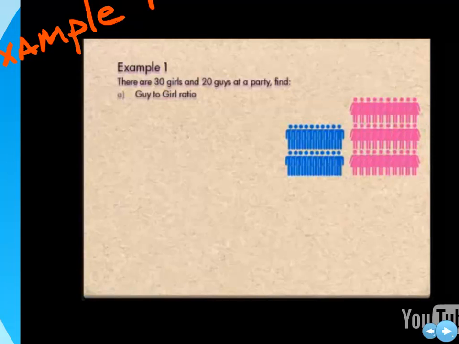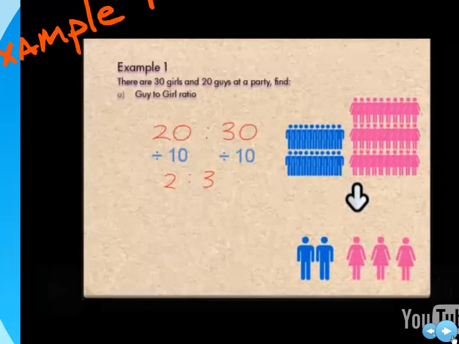What I need to know first is how many guys and how many girls there will be at this party. Given in the question, I know that there will be 20 guys and 30 girls. So my ratio would simply be 20 to 30. Just like my fraction from before, what I want to do is reduce it. Reducing it, I now get a new ratio of 2 to 3.